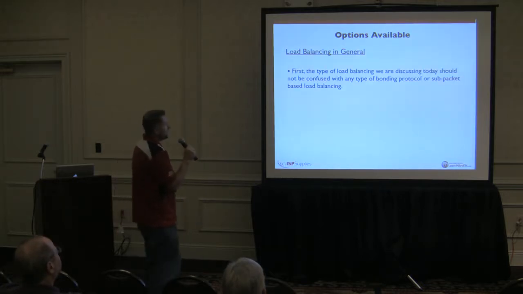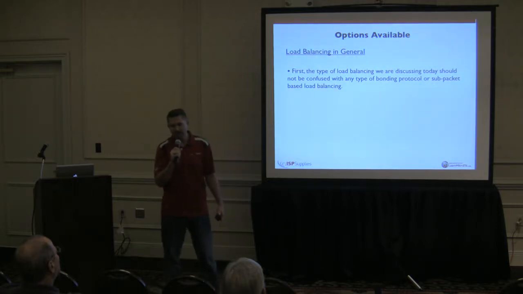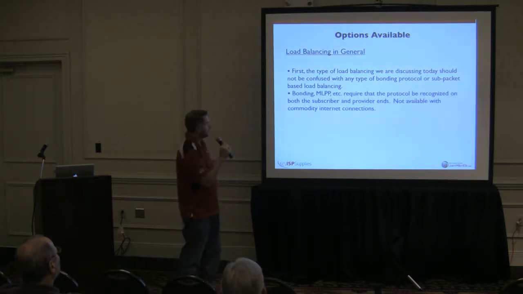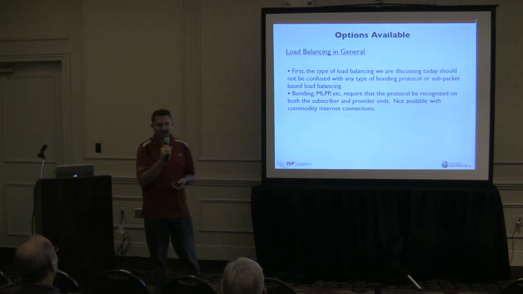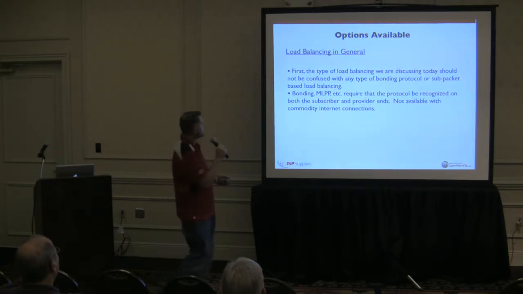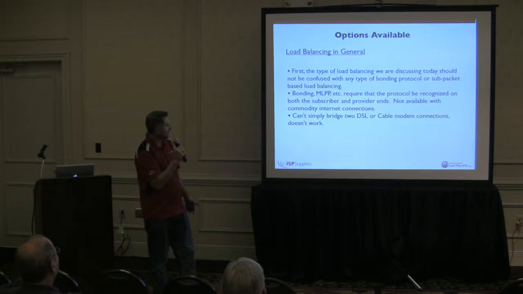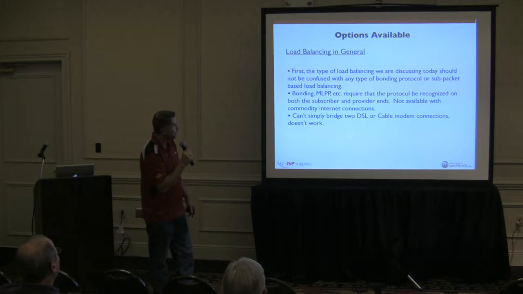So some of the options that are available for load balancing. First, the type of load balancing we're going to talk about today should not be confused with any of the bonding protocols, especially some of the really old school stuff like multi-link PPP or sub-packet type load balancing. Bonding, multi-link PPP, all of those require that the protocol be recognized on both ends of the connection. So if you're buying a 7995 DSL circuit, they're probably not going to be able to do any kind of bonding for you. And contrary to what I've been asked several times, you can't just simply create a bridge interface and put a bunch of connections on it. That doesn't work either.